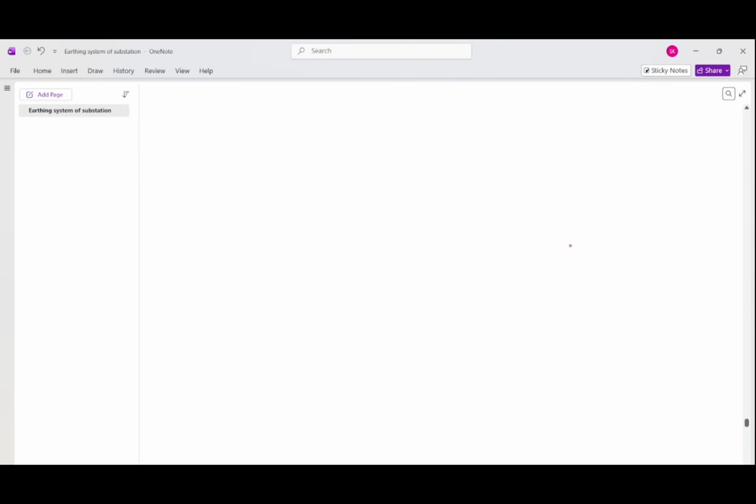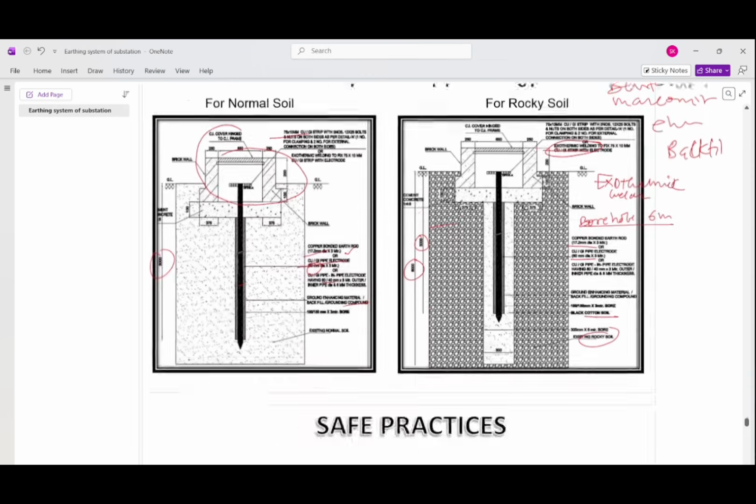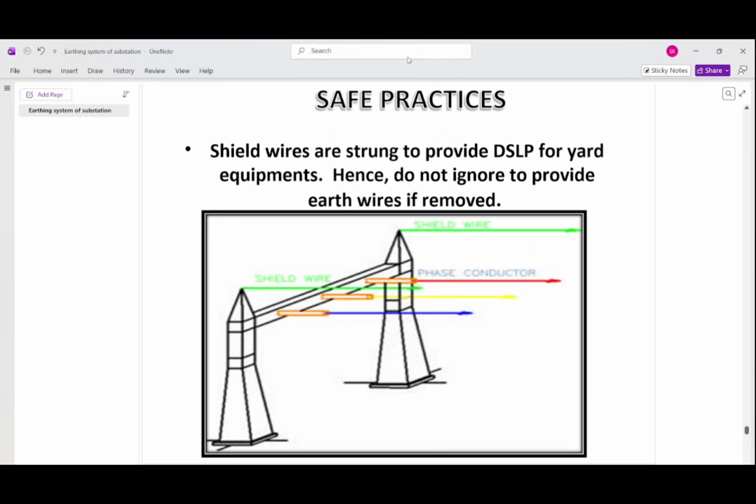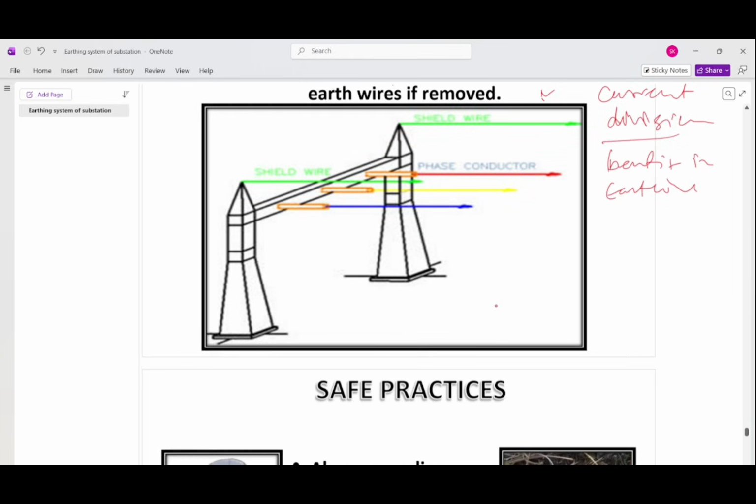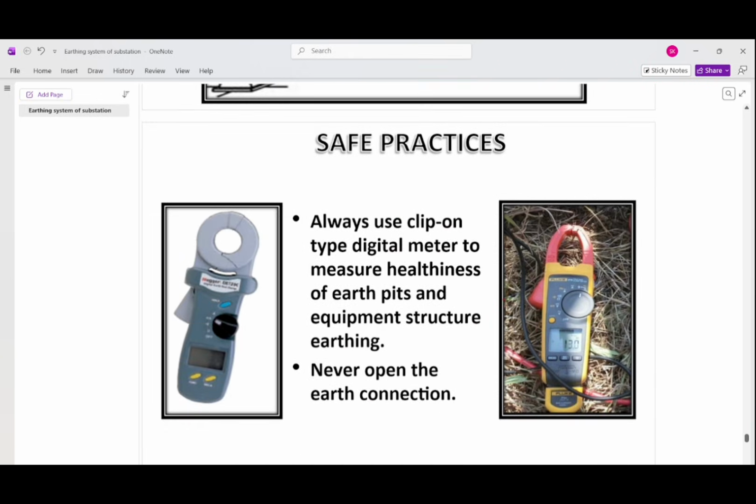Exothermic welding. So safe practice: shield wires are strung to provide direct lightning stroke protection for the yard equipment, hence do not ignore providing earth wires if removed. This will be having current division. Benefit in earthing. Safe practice: always use a clip-on digital meter to measure the healthiness of earthing pits and equipment structure earthing. Never open the earth connections.